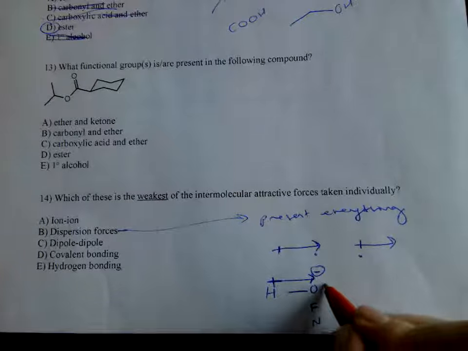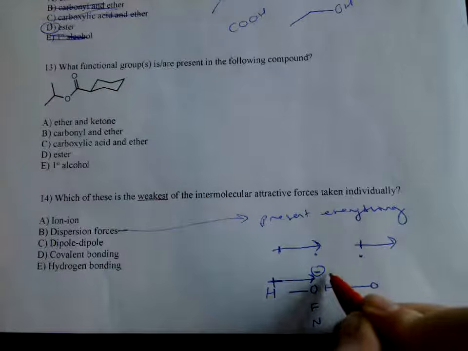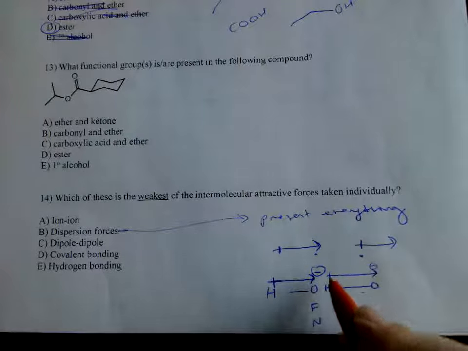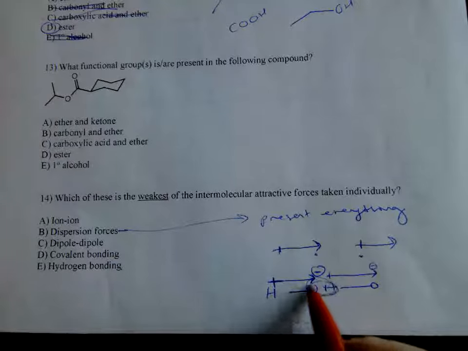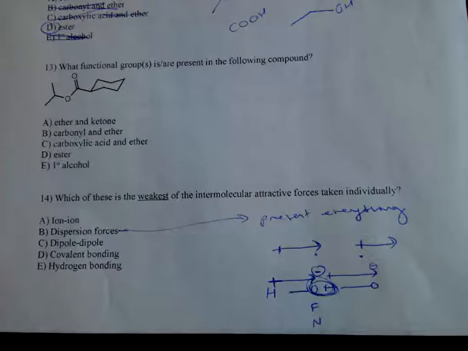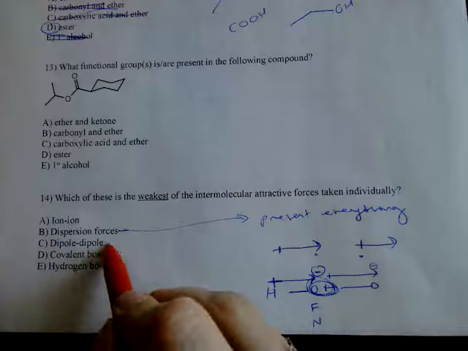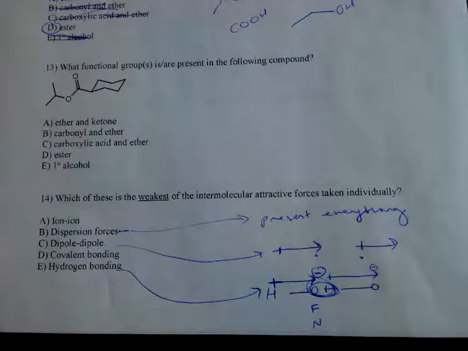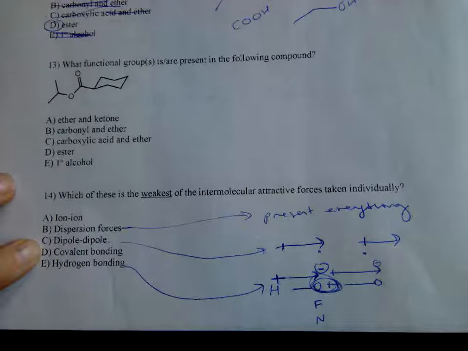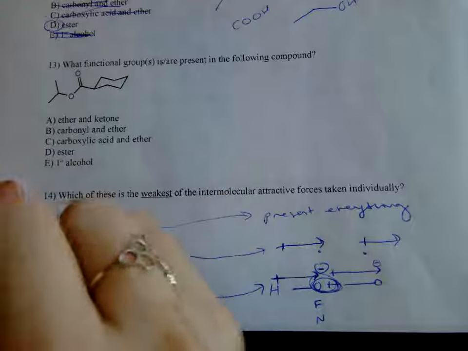And so if you come across another one that has this positive and negative, it's going to interact. There's going to be a really strong interaction right here between these two. It's not quite a bond, but it's a really strong intermolecular force. So that's the strongest intermolecular force. There's the dipole and the hydrogen bonding. Covalent bonding is just a bond. It's not an intermolecular attractive force, so that one doesn't count.